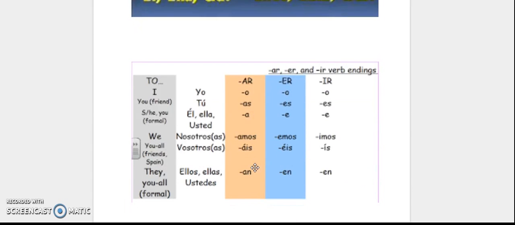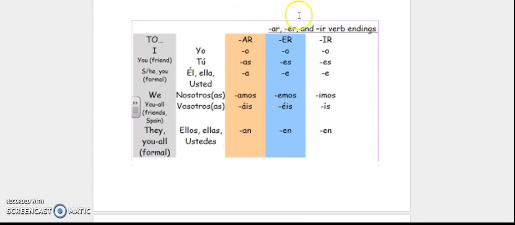And when you're conjugating these verbs, you have to use endings such as AR, ER, and IR. AR is o, as, a, amos, áis, an. ER is the same thing, except instead of A, they're all E's. And then IR, it gets a little more tricky, because the first person plural and second person plural have I's instead of E's, but other than that, it's the same thing as ER.